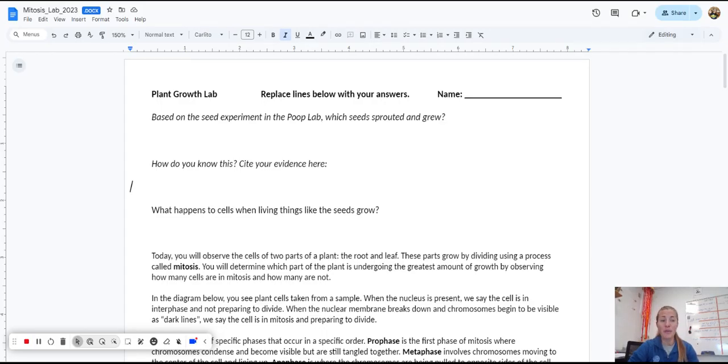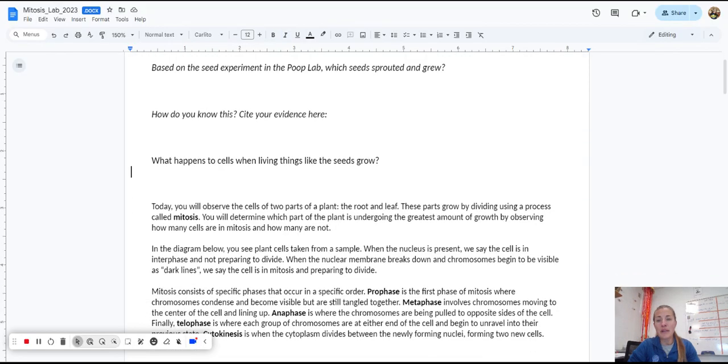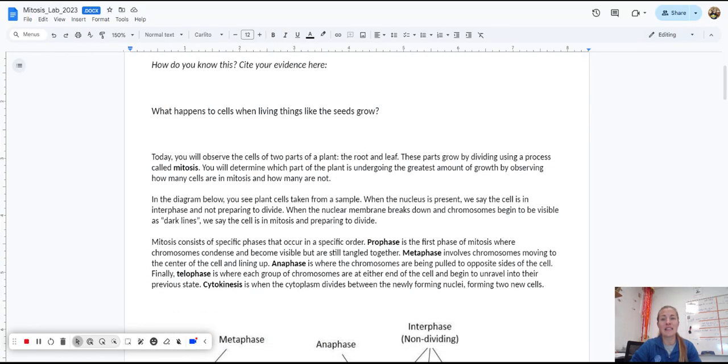Otherwise, how do we know if a plant grows? Right? We can see it sprouting. So you're going to write that evidence here. And what happens to cells when living things like the seeds grow? Well, those different cells are going to grow, and as they get bigger, they are going to then split. That is what actually makes things grow. So the cells will grow and then split in the process of mitosis.